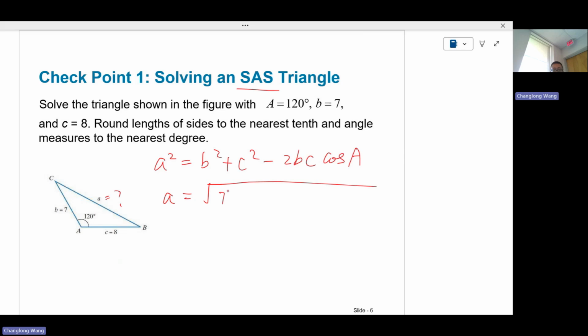So b squared, which is 7 squared, plus c squared, minus 2 times 7 times 8 times cosine of 120 degrees. Do you see that it's ready to go? I'll go ahead and find out what a is. Okay, thank you. It's actually exactly 13, I think. 13 units. So now we have it.